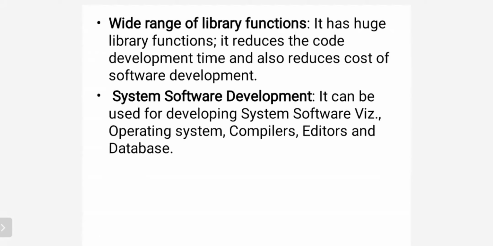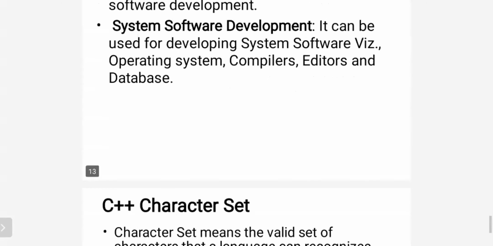So these system software can also be developed by using the C++ language. C++ has the characteristic of being able to develop system software. Examples of system software are all types of operating systems, compilers, editors, databases, loaders, linkers, etc. Clear? So these are all the characteristics of the C++ language.